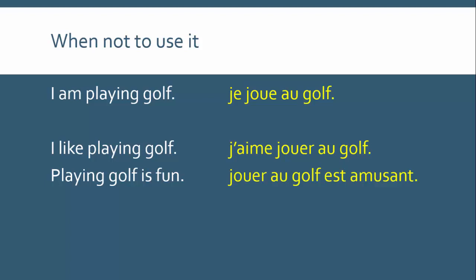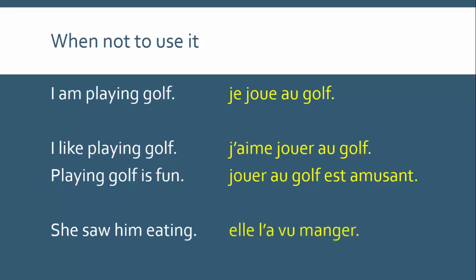And then finally, in English, we can say things like she saw him eating, where we have two verbs, saw and eating, and the second one is the present participle. In French, a good rule of thumb is if we have two verbs in a sentence, the second one is infinitive, and so in this case we would say elle l'a vu manger. Literally, she saw him to eat. So now you're probably wondering, well, when can we use it?